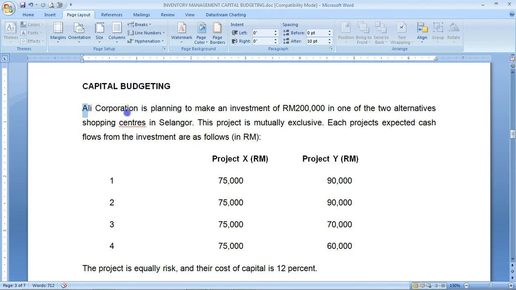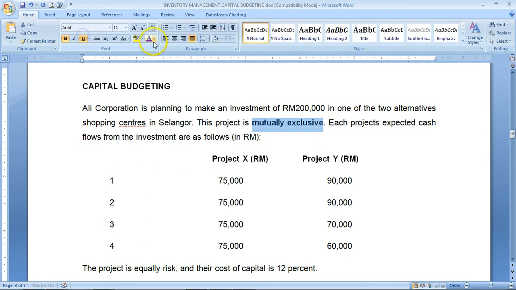Ali Corporation is planning to make an investment of 200,000 in one of two alternative shopping centers. The projects are mutually exclusive. So this is a keyword. Why is it very important? You need to know whether it is mutually exclusive or independent. If mutually exclusive, you need to choose only one project. You cannot invest in both. If the projects are independent, yes, you can invest in both if you meet certain criteria. Later we explain that as well.